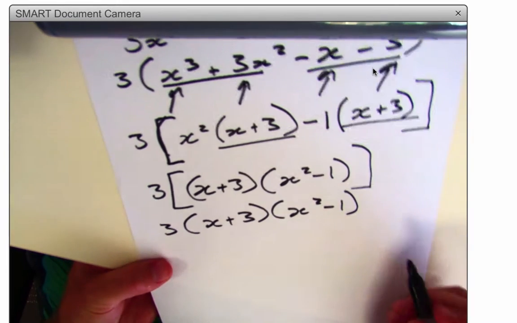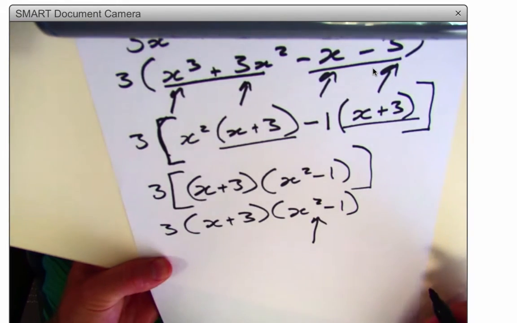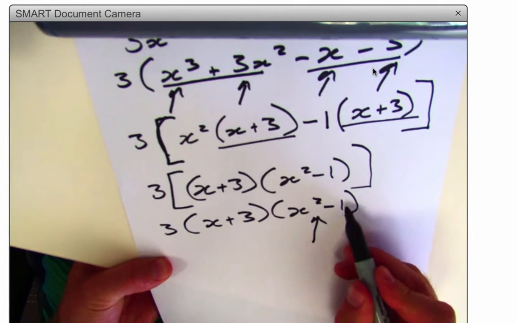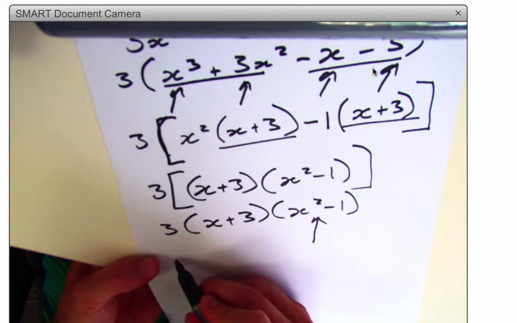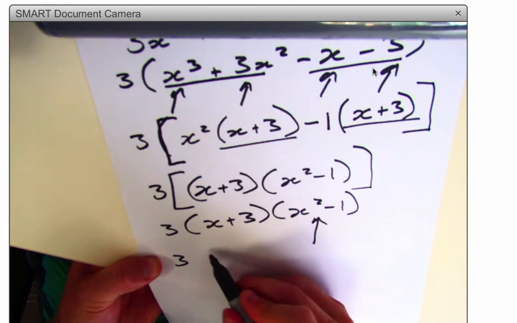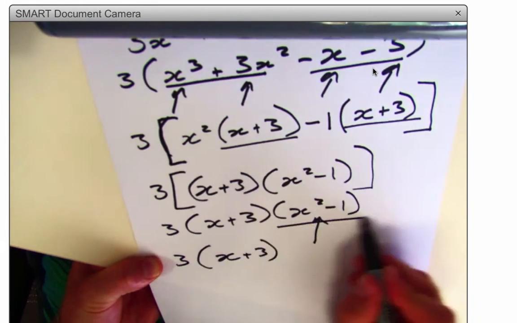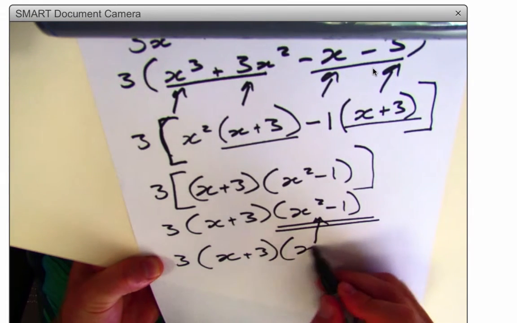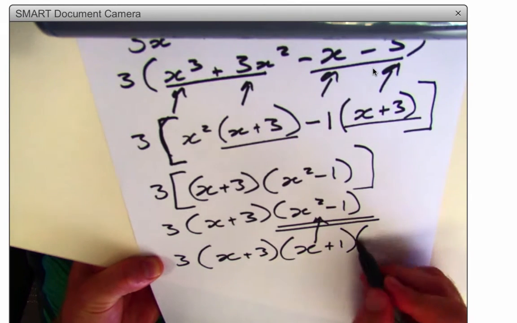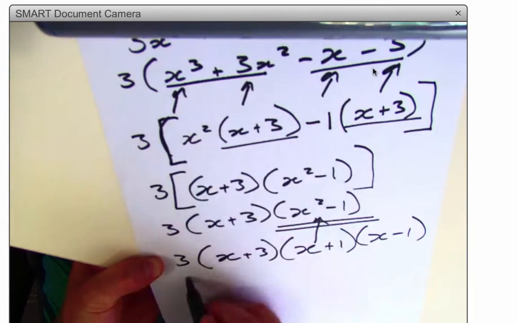What do you know? We have in here the difference of 2 squares. X squared minus 1, 1 is of course a squared number. So 3 outside of x plus 3, this now becomes difference of 2 squares, which is x plus 1, x minus 1. Gold.